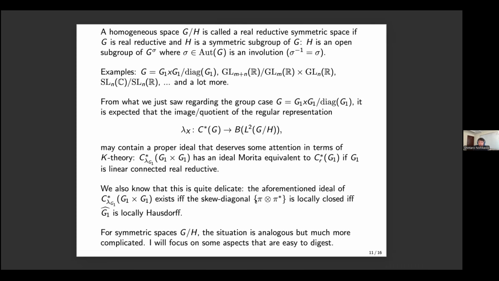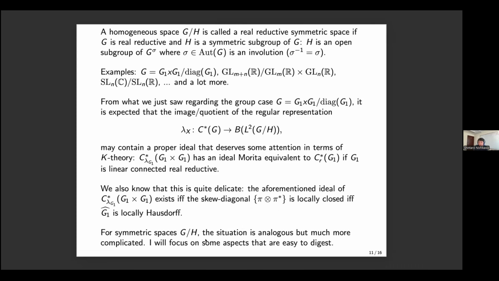So there's a spectrum that is not pi tensor pi star, but you can define some subset of the unitary dual that captures what you want, like in the group case, where you want this subset. Similarly, for symmetric space G mod H, you can define some canonically defined subset. And then the question is whether it is locally closed. Then you want to define that ideal, and then you can study K-theory.